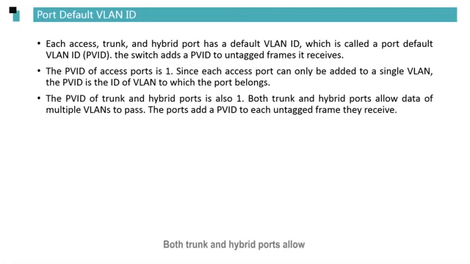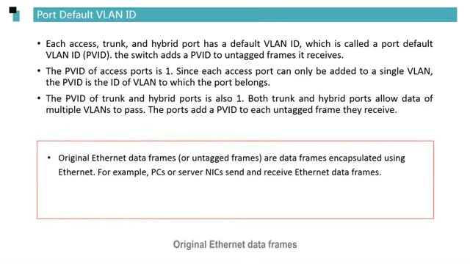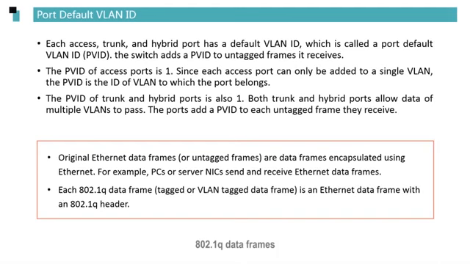Both trunk and hybrid ports allow data of multiple VLANs to pass. The ports add a PVID to each untagged frame they receive. Original Ethernet data frames, also called untagged frames, are data frames encapsulated using Ethernet. For example, data frames sent by PCs or server NICs are Ethernet data frames. 802.1q data frames, also called tagged or VLAN tagged data frames, are Ethernet data frames, each with an 802.1q header.